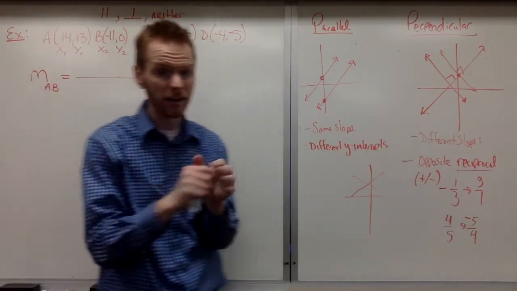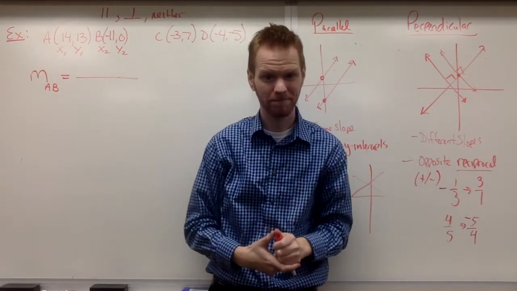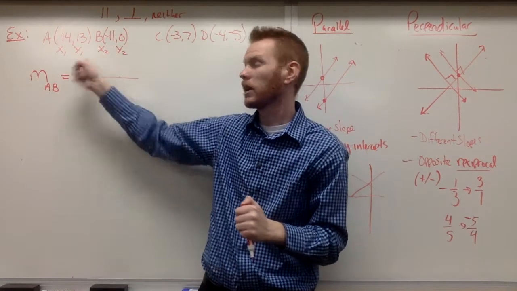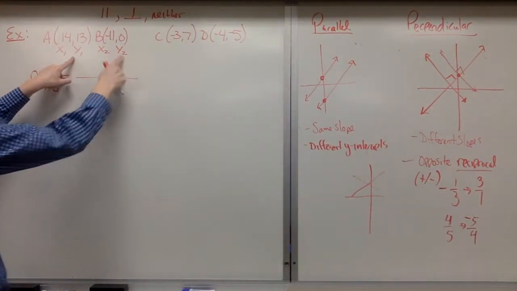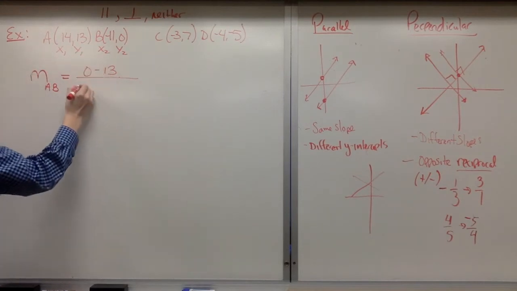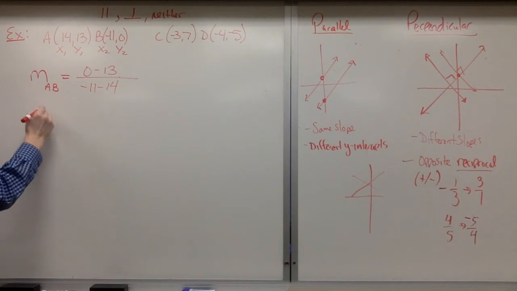And it doesn't matter, guys. When I switch these, I'm going to get the same slope. Okay? So I don't want you to feel like you did something incorrectly if you went a different direction with subtracting. Subtract these guys. So it'd be 0 minus 13. Subtract the x's, negative 11 minus 14. Be careful with negatives.